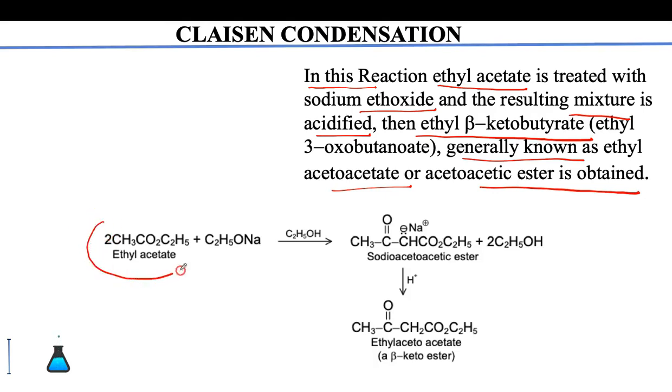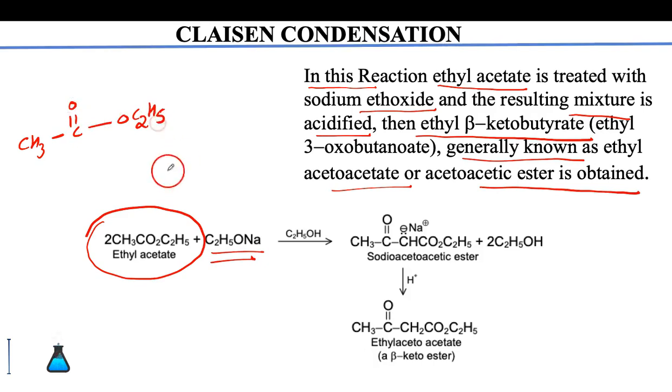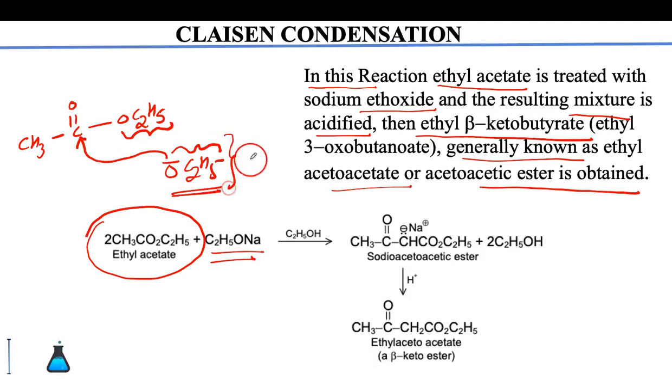So this is ethyl acetate. In terms of base, we have taken C2H5O minus, because if you see the structure of ethyl acetate, it will give you CH3 C double bond O C2H5, and the base which we have taken is C2H5O minus. Now, if this base acts as a nucleophile and attacks this carbon, it is an ineffective reaction because the leaving group and the base are identical. So this molecule never acts as a nucleophile.